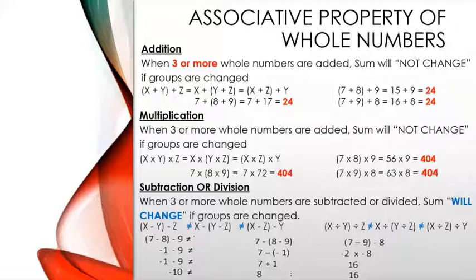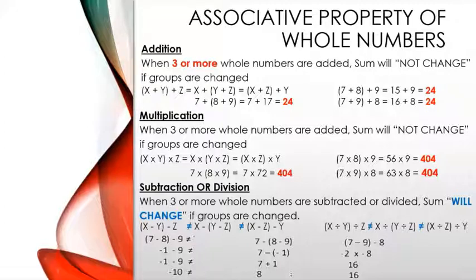We can replace that by 7 into 8 into 9, which is equal to 56 into 9, which is equal to 404. And 7 into 9 into 8, which is equal to 63 into 8, which is equal to 404 also. And 7 into 8 into 9, which is equal to 7 into 72, is also equal to 404.